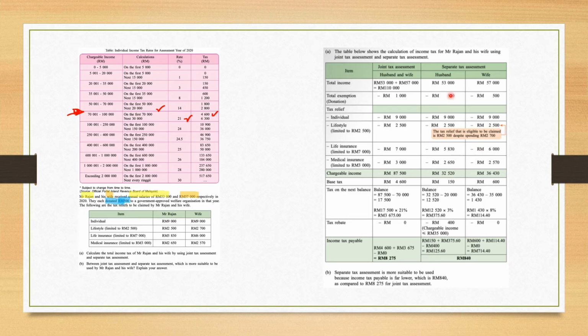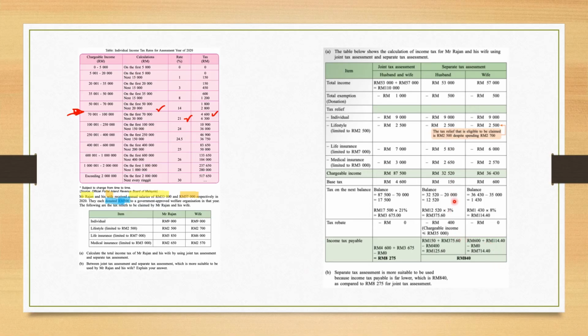So now you calculate everything. You minus your total exemption, you minus all your tax relief figures, you get your chargeable income, right? There you go. And that's pretty much the only difference between joint tax and separate tax. When the question asks you to use the joint tax or separate tax method, it's usually just asking you to find the chargeable income using this particular method, right? And then as I mentioned before, your base tax, your net balance tax, your tax rebate, all the same thing. Just do the same thing as per usual.